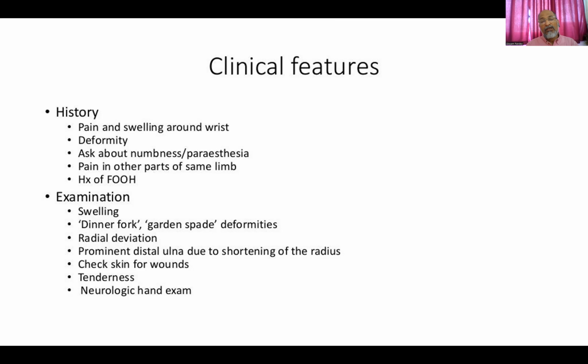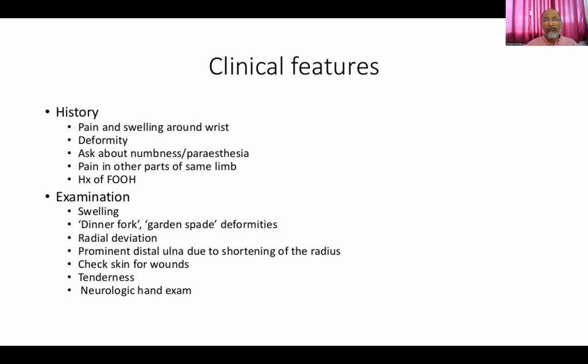Then when we come to the examination, as the patient enters the room and you have taken the history, you have to go on to the examination. On examination, you see there is a swelling, there is a dinner fork deformity, and there is padding of the hand, and there is a radial deviation. The whole hand looks to go to the radial side, and there is a prominence of the head of the ulna, and there is shortening of the radius.